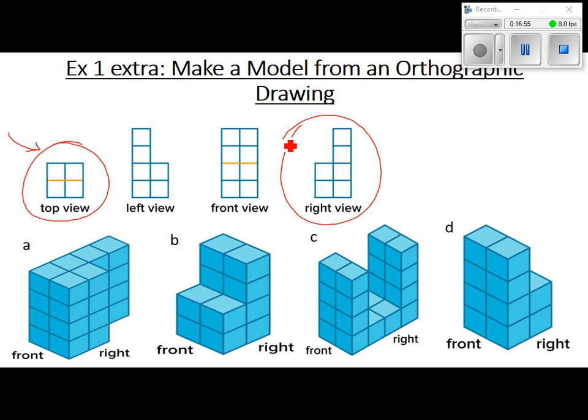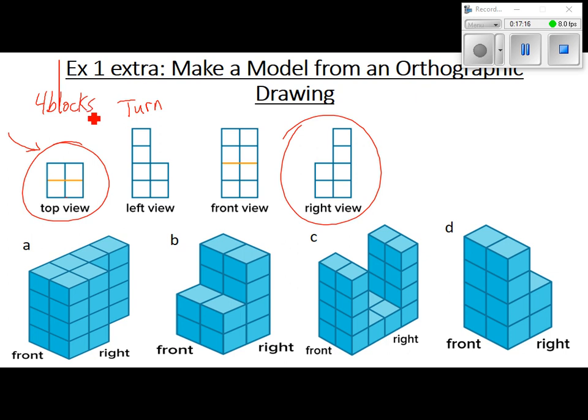Again, remember the left view sort of turns around. It's turned around compared to the shape. The top view tells me that if I'm looking straight down on it, the base just has 4 blocks in it. So the base just has 4 blocks in it.